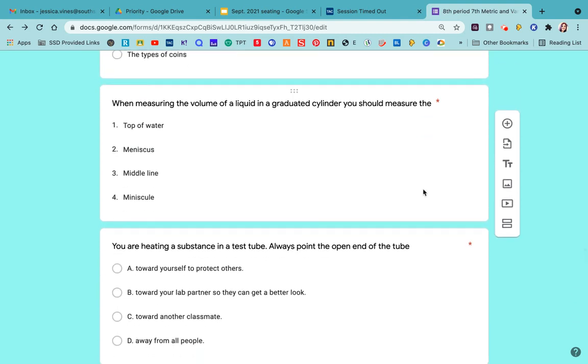When measuring the volume of a liquid in a graduated cylinder, you should measure the top of the water, the meniscus, the middle line, or the minuscule.